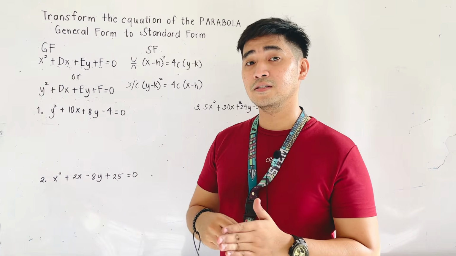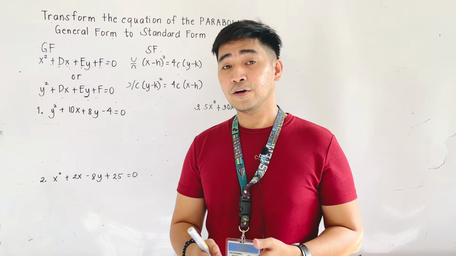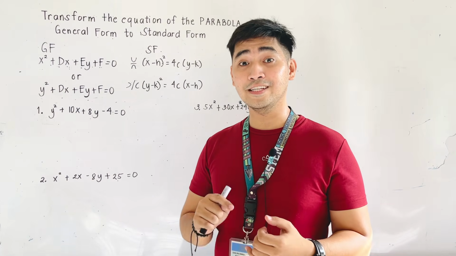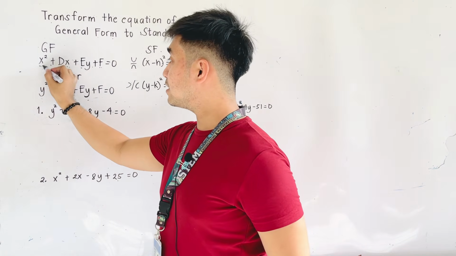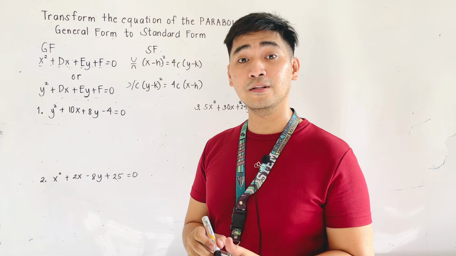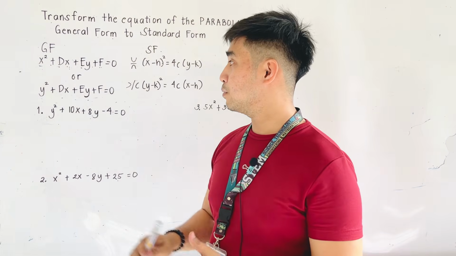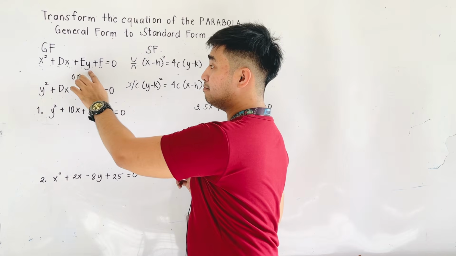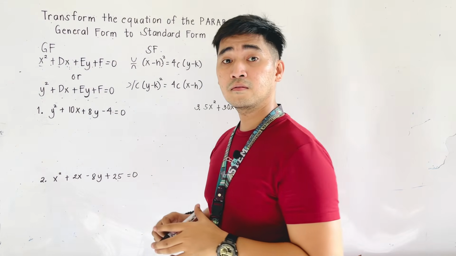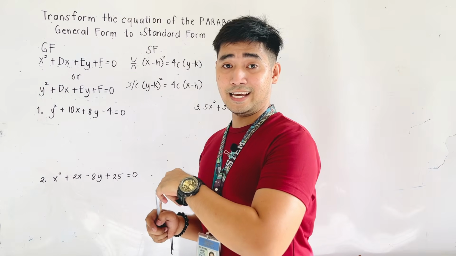Why? Because as I've said earlier, only one variable is being squared in the parabola. If we have x squared, that is the only variable that we are going to complete. We are given x squared plus dx plus ey plus f is equal to 0, and then gather all y's to the other side.